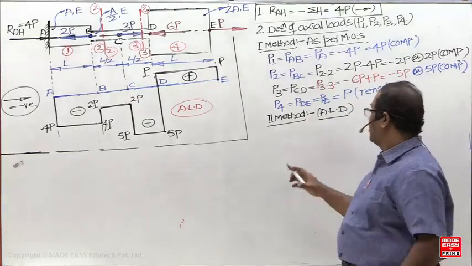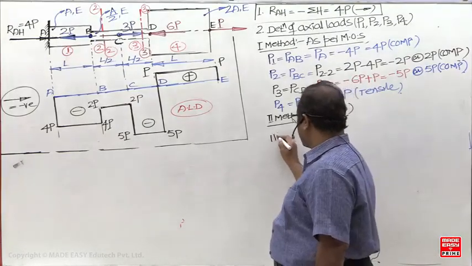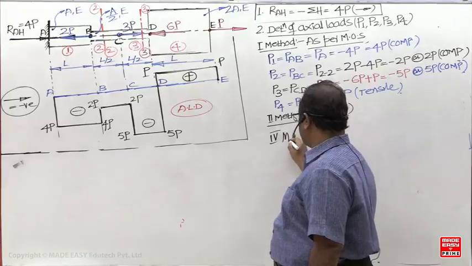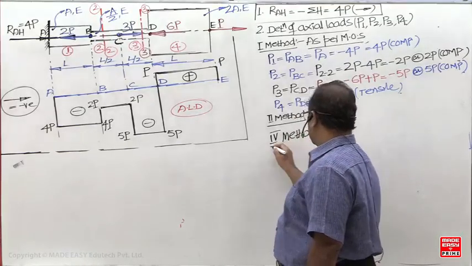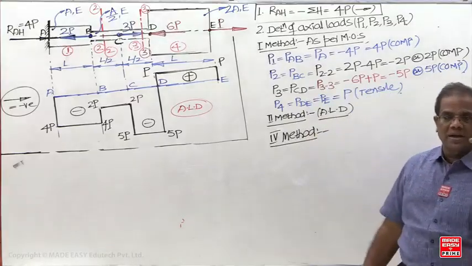So I am coming to the 4th method. I am not using the free body diagram. Those who want to use a free body diagram can use it, but generally I am using only these 3 methods now. The 4th method is a shortcut method.